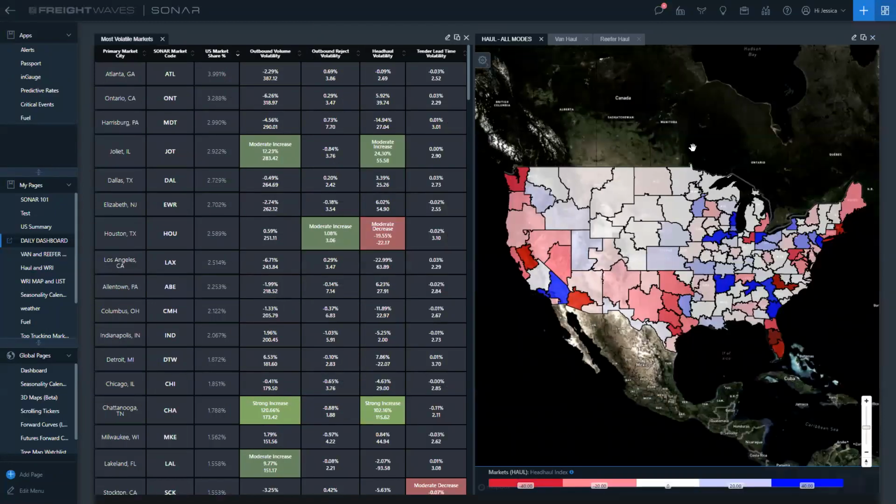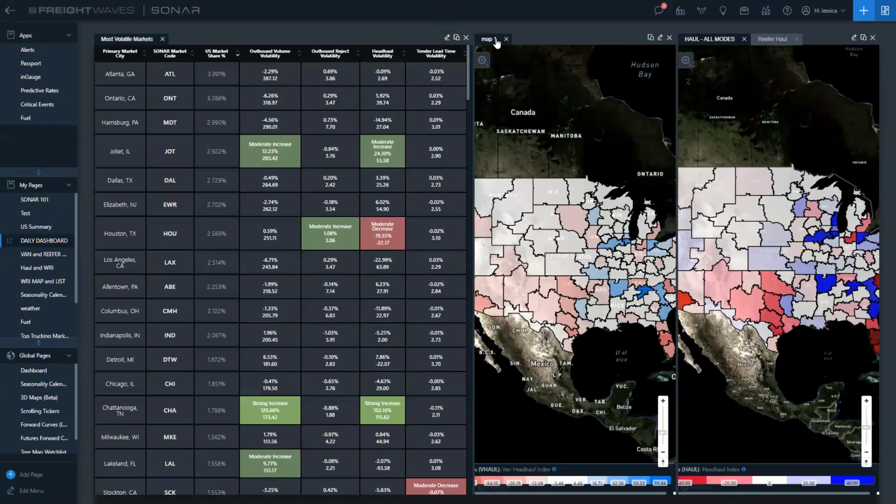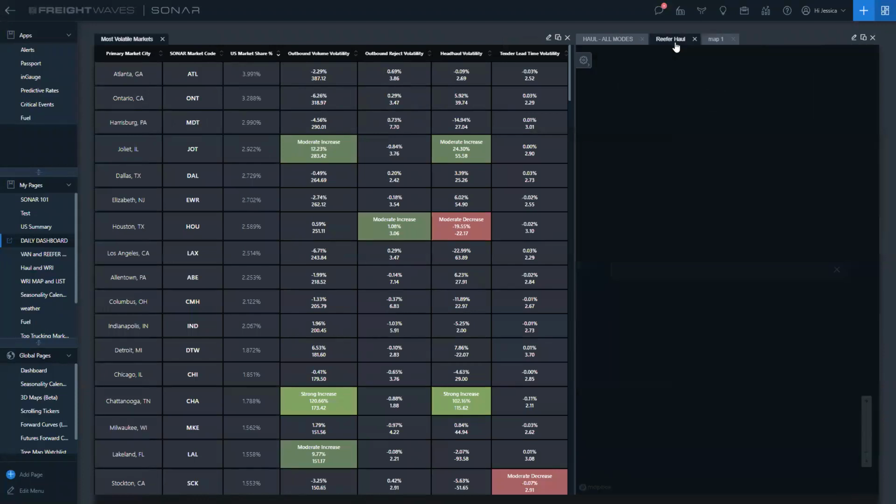The head haul on this side, I don't think I mentioned, this is all modes. So this is van, refrigerated, flatbed, all the stuff added in here. If you want to look at van and refrigerated specifically, comparing apples to apples, you can do that as well with a van haul or reefer haul.